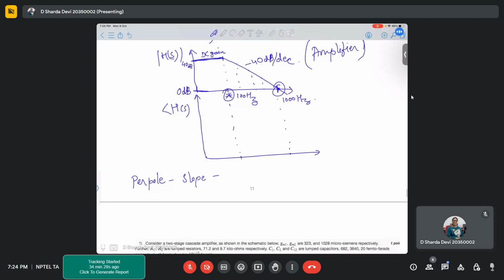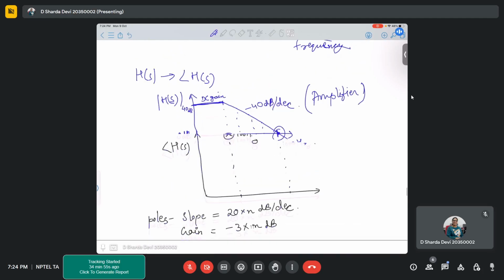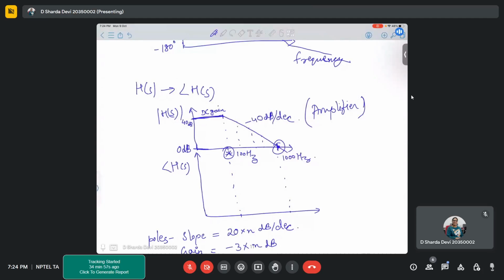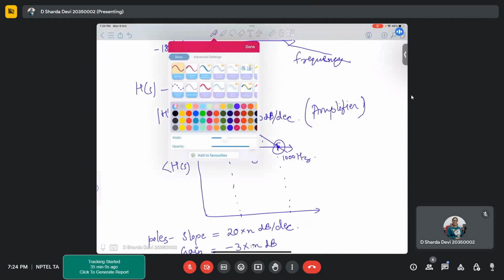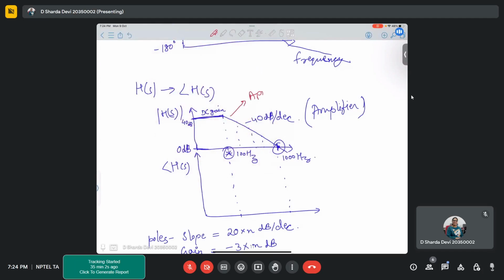So per pole, the slope will be 20 times n. For n poles, I say 20 times n dB per decade, so this is how the slope changes. And if I say gain, it will be minus 3 into n dBs, so the number of poles times 3. Here, since it had two poles, let me draw how the exact Bode plot will look. So this is an approximate Bode plot.